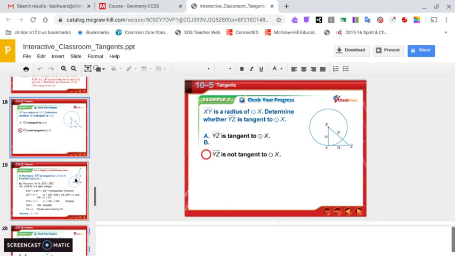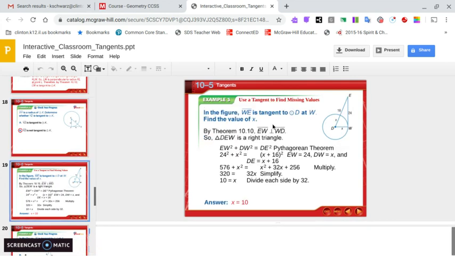And then we'll also see questions where it says, in the figure, WE is tangent to circle D. Find the value of X. This is a really great algebra reminder. We're going to write the Pythagorean theorem, because it says it's tangent. This is a right triangle because the right angle is at W right here. So X is this side, X squared, and this side is 24 squared.